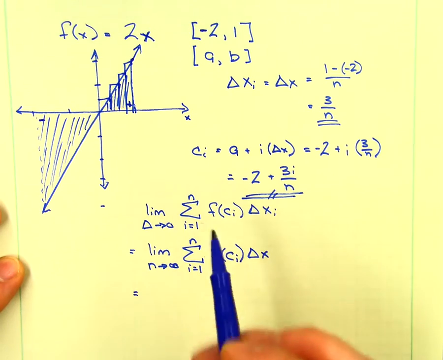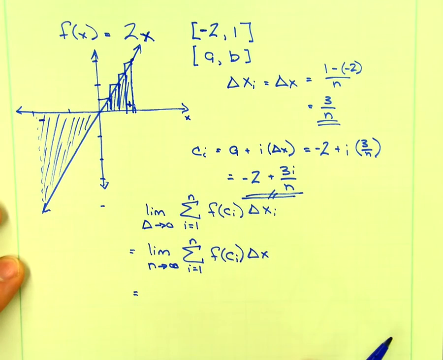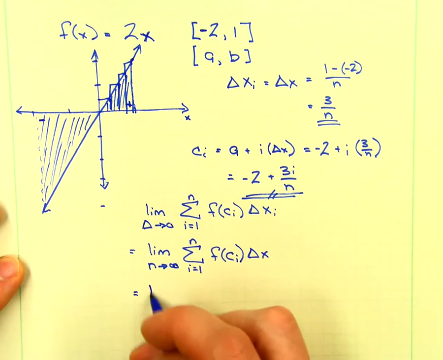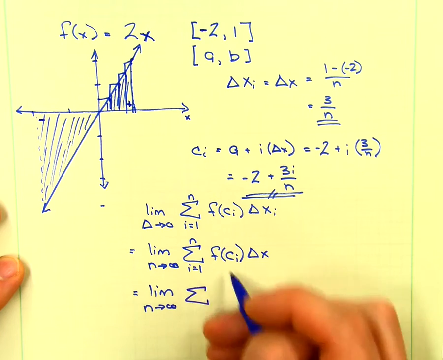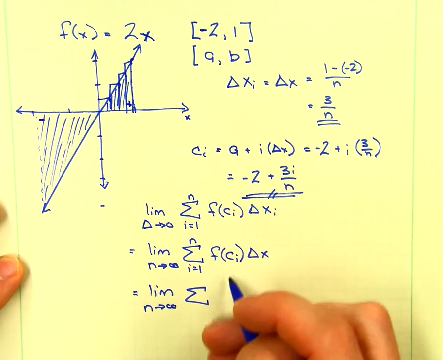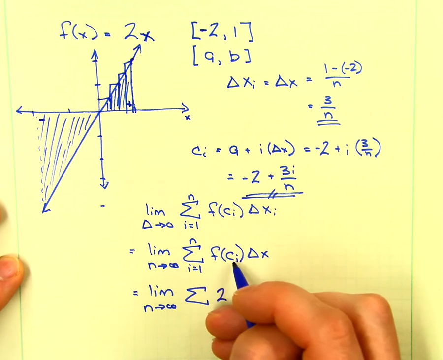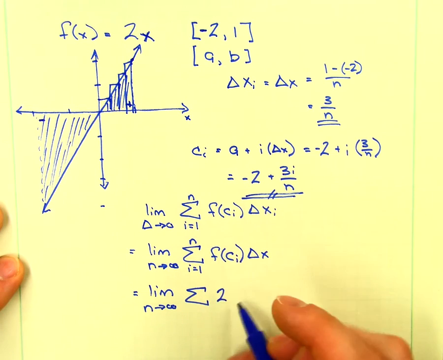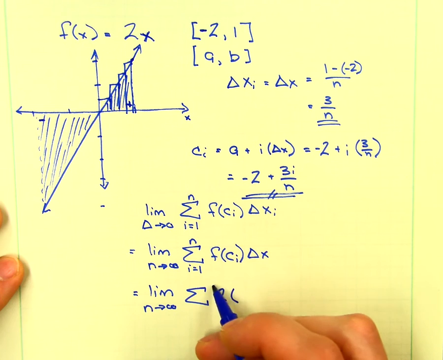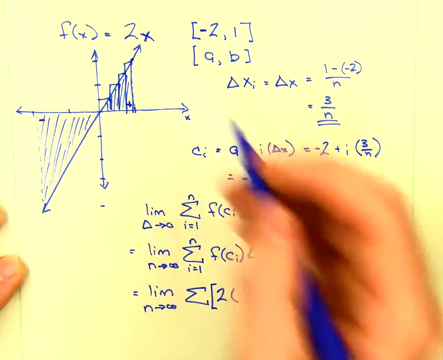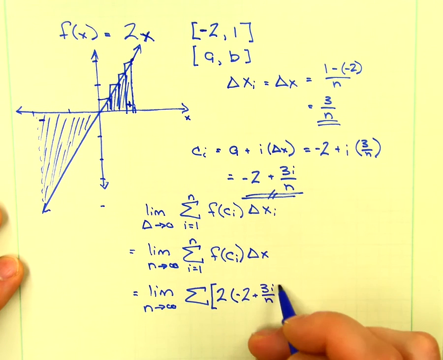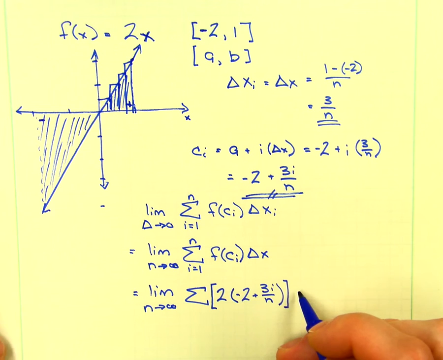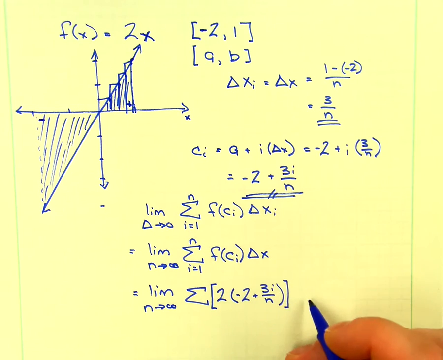f of c sub i, remember my original function is right here. f of x is equal to 2x. So my limit as n goes towards infinity, I'm just going to start plugging this in. So f is 2x, but I'm not finding f of x, I'm finding f of c sub i. So I'm just going to take this c sub i and replace it where all the x's are. So this first section is going to be, instead of 2x, 2 times negative 2 plus 3i divided by n. And then my delta x I've got right here, calculated up above, it's just going to be 3 divided by n.